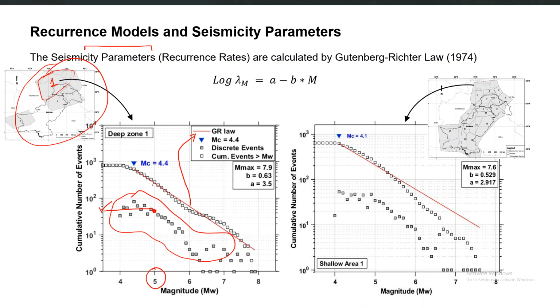So by having a best fit line from all of those dots, we can come up with the A value and also the B value. And we can also see here that the maximum magnitude experienced in this particular deep zone 1 is 7.9. In that case, we will keep it up to 7.9, and after that we truncate it.